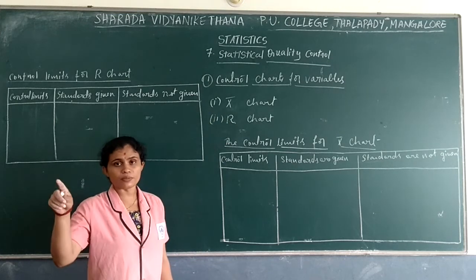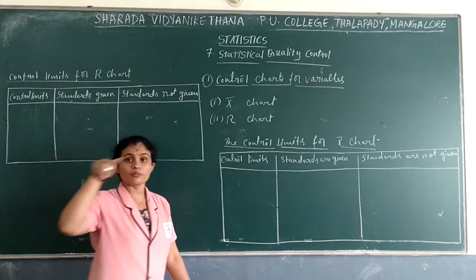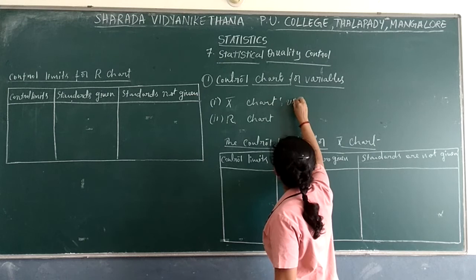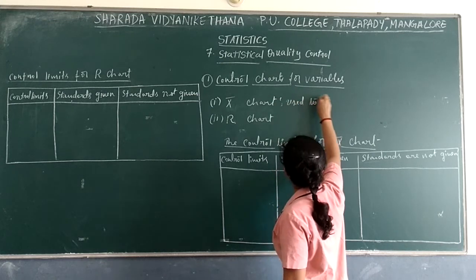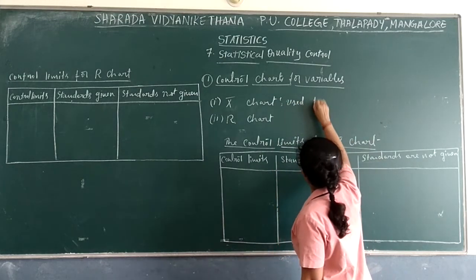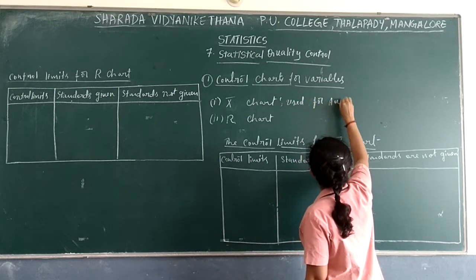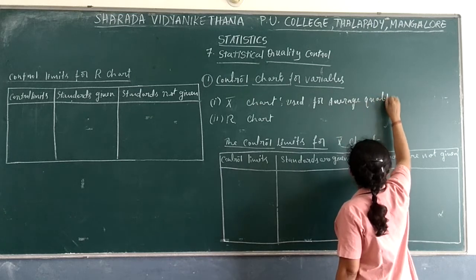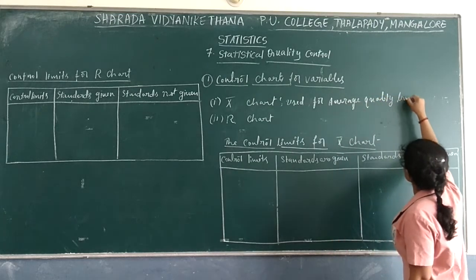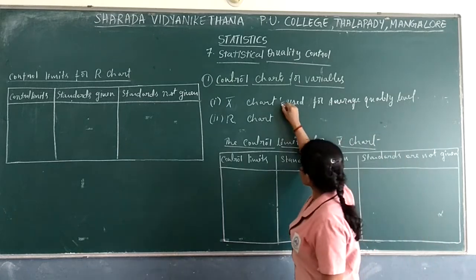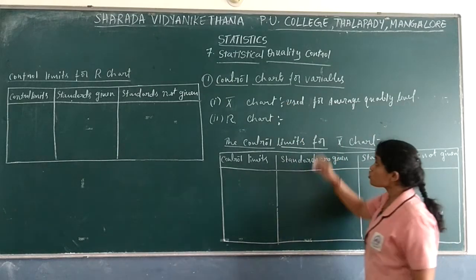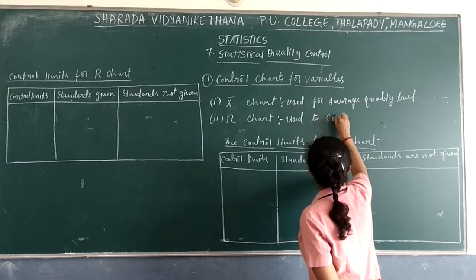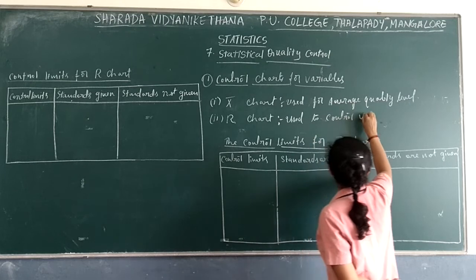X bar is nothing but the mean, the average. R is nothing but the range. Here, the X bar chart is used to maintain the average quality level. And the R chart is used to control the variation.